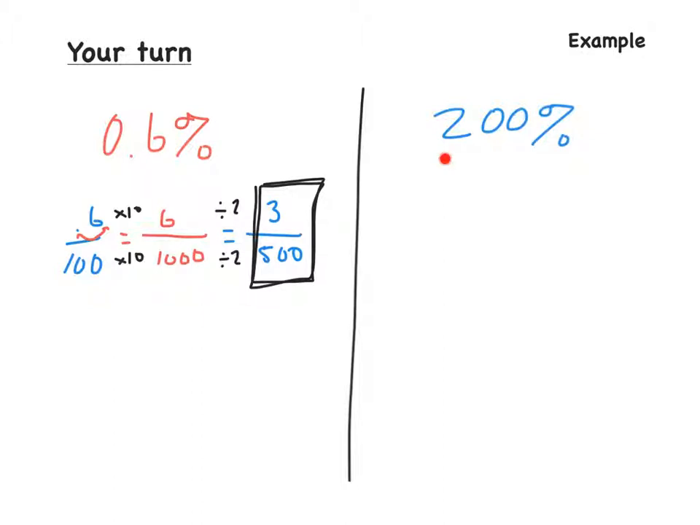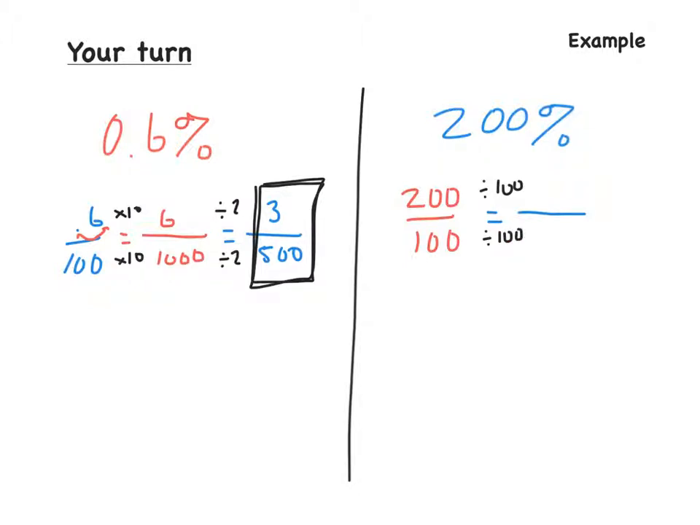So let's look at the right side. We have a percent that's greater than 100. We have 200%. So let's write it as a fraction. So easily write it over 100. Now, let us simplify it down. It looks like both are actually divisible by 100. So what we could do is just divide the numerator and the denominator by 100.